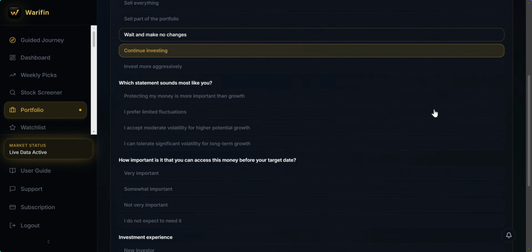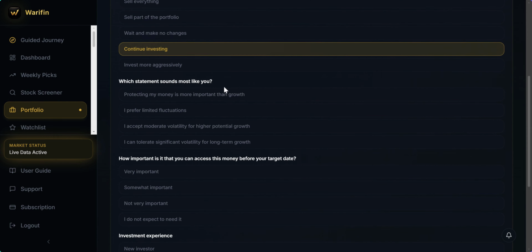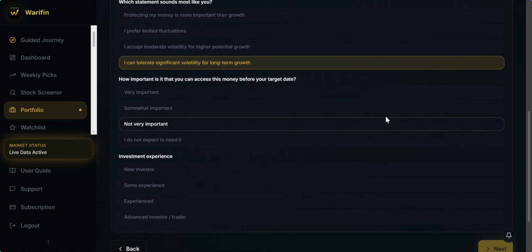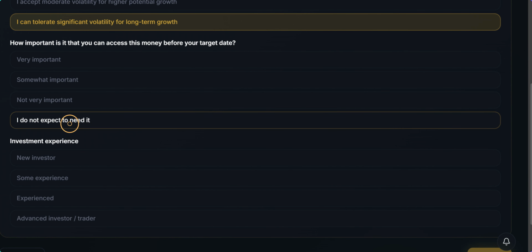Next, we look at your general philosophy regarding capital growth versus capital preservation. Selecting your preference helps balance the portfolio between stable assets and higher growth opportunities. We also need to consider if you might need to access these funds unexpectedly. Answering this helps the system decide if highly liquid assets should be prioritized.